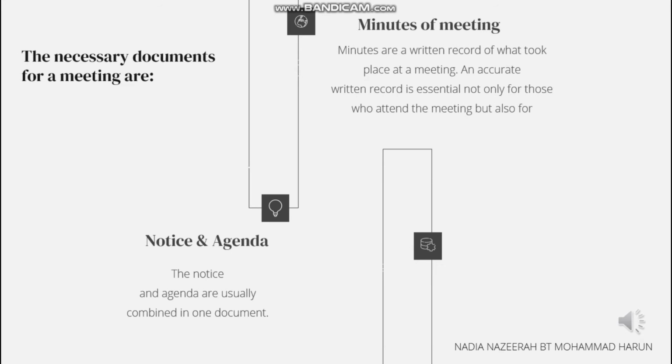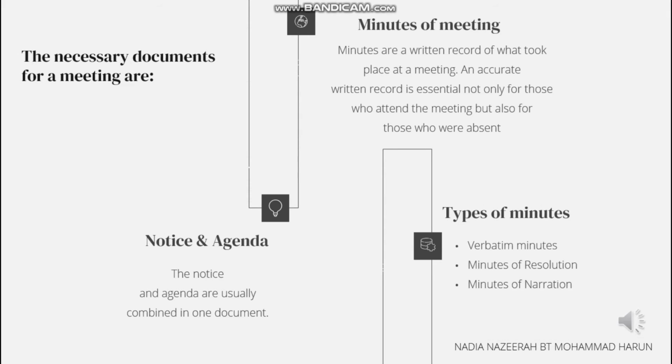An accurate written record is essential not only for those who attend the meeting but also for those who are absent. And the last one is types of minutes. We have verbatim minutes, minutes of resolution, and minutes of narration.